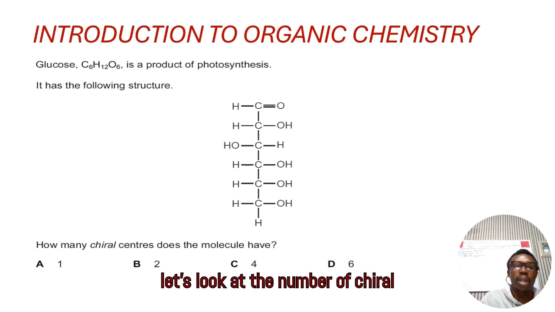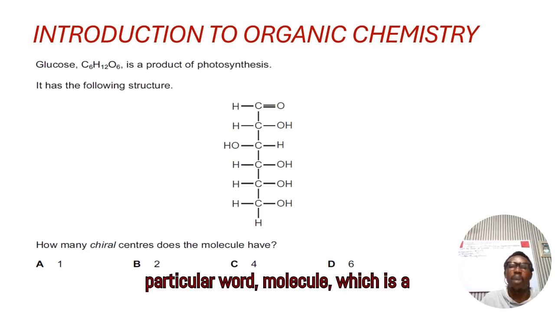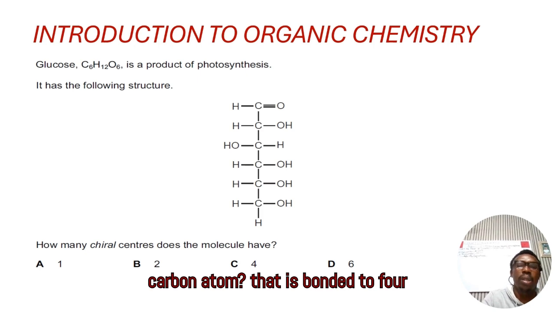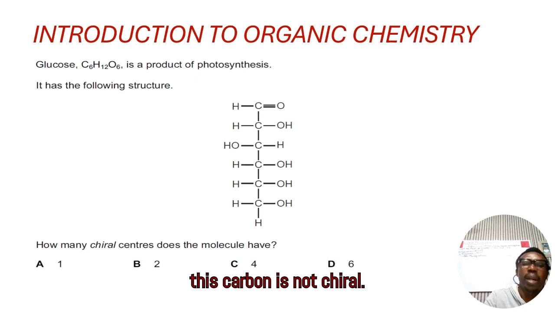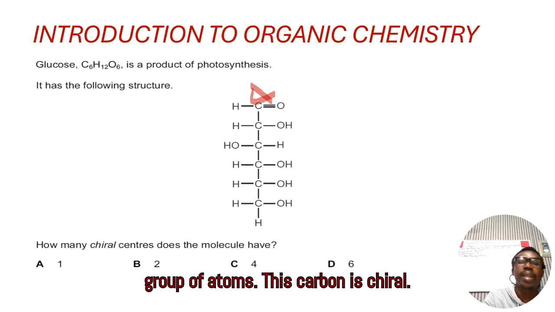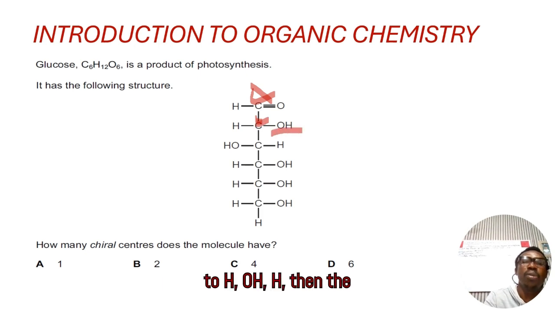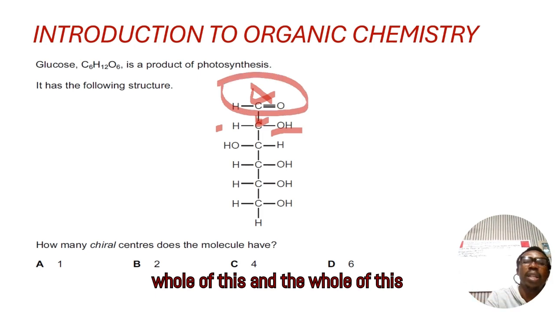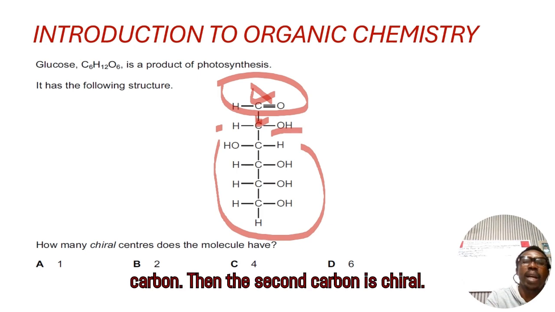So let's look at the number of chiral centers the molecule has. A chiral center is a carbon atom that is bonded to 4 different atoms or groups of atoms. So this carbon is not chiral, because it's not bonded to 4 different atoms or groups of atoms. This carbon is chiral because it's bonded to H, OH, and then the whole of this and the whole of this compound. So we have 1 chiral carbon.